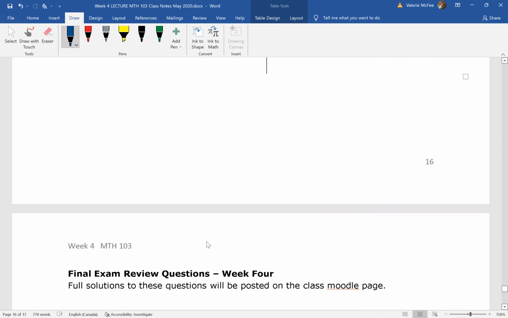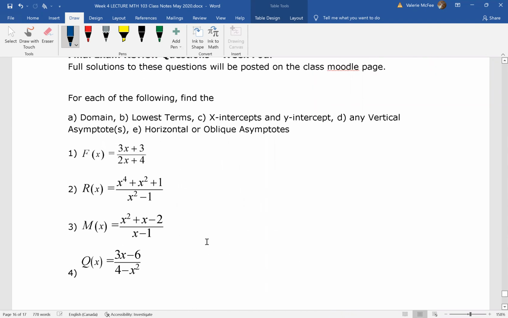As always, at the end of these notes, there are review questions. These are great questions. They would always show up on your test or your final exam. And of course, the solutions are posted on the class Moodle page.